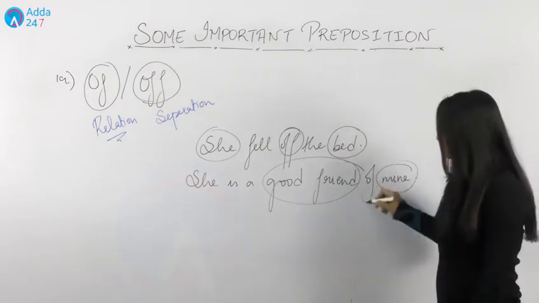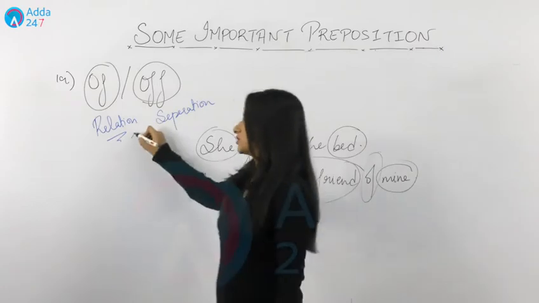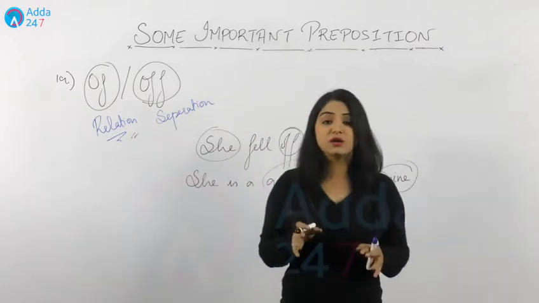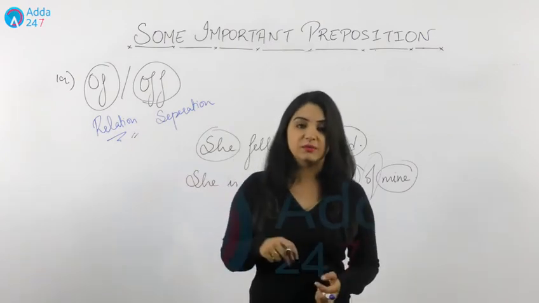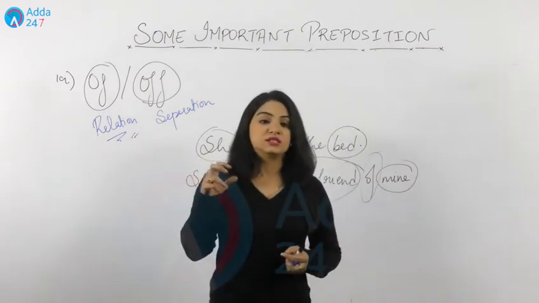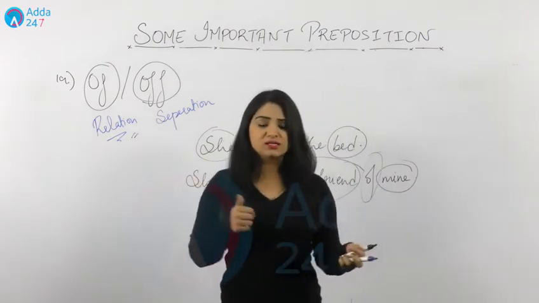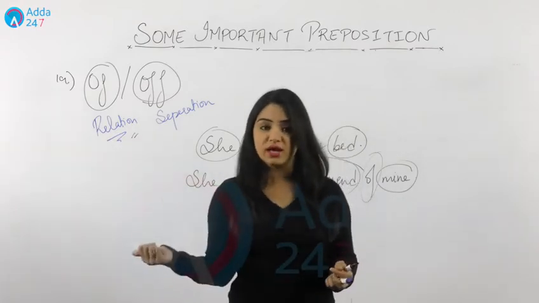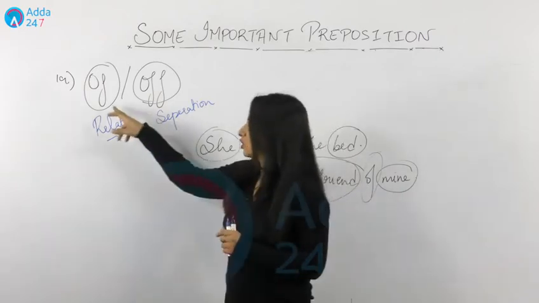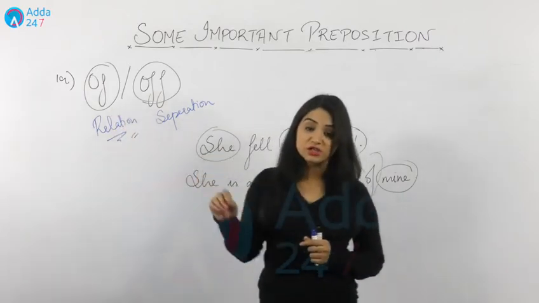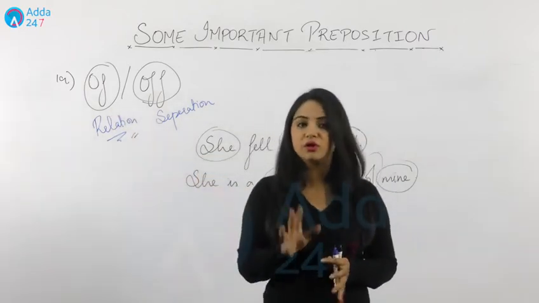Of is generally used to show relationship, and this relationship is generally of ownership or belonging. For example, if I say the leg of the chair, what does this mean? The leg of the chair means the leg belongs to the chair. So here also, of shows relation, and the relationship is of ownership or belongingness.